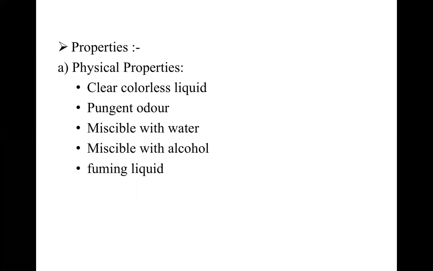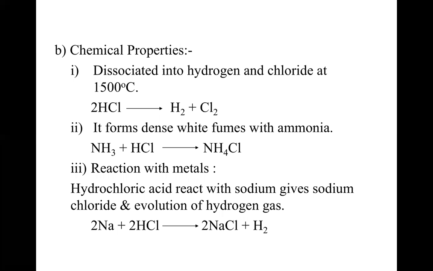Next are the properties. Physical properties: it is a clear, colorless, fuming liquid with a pungent odor, miscible with water and miscible with alcohol. Chemical properties: it dissociates into hydrogen and chlorine at 1500 degrees Celsius. So HCl completely dissociates to form H2 and Cl2 when heated to 1500 degrees Celsius. Second chemical property is that it forms dense white fumes with ammonia. Ammonia reacts with HCl to form fumes of ammonium chloride.